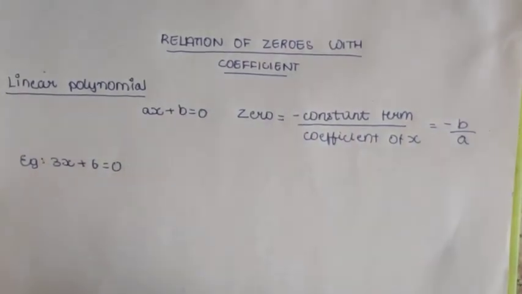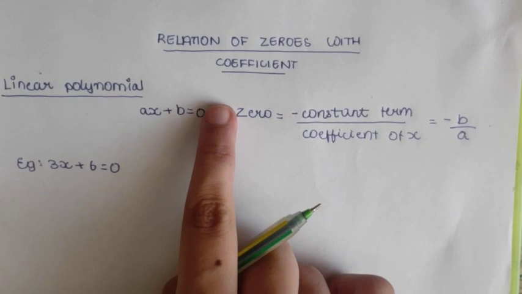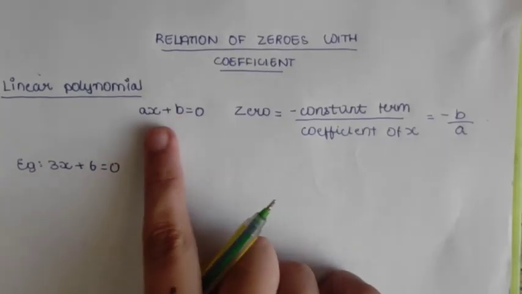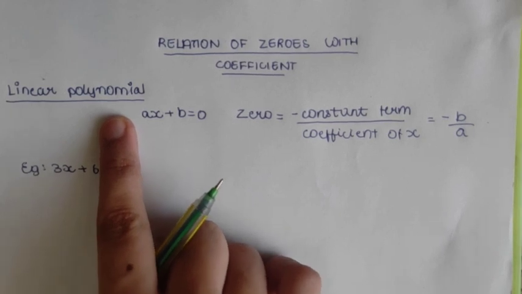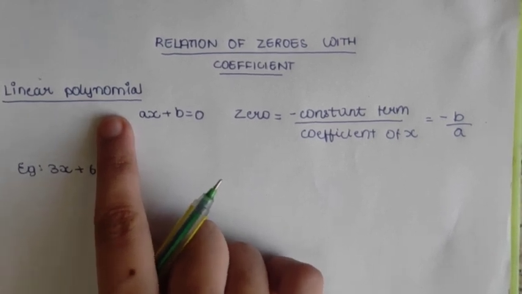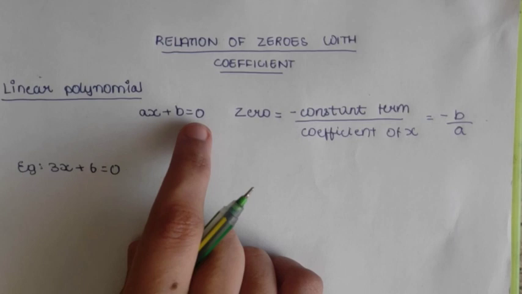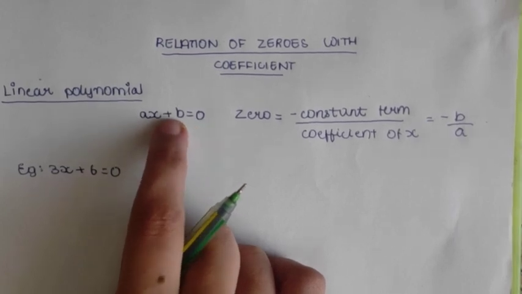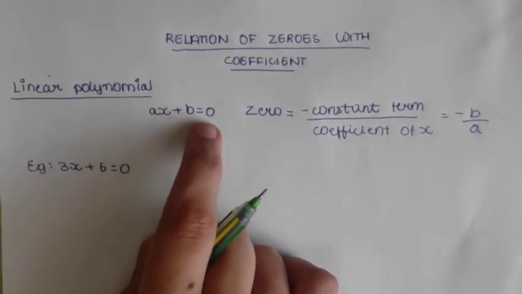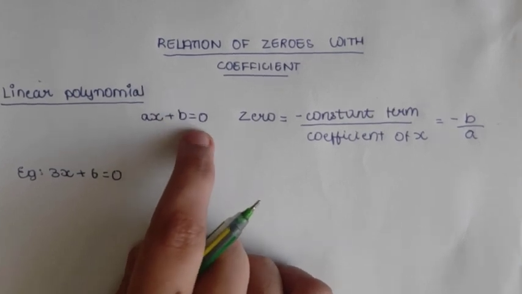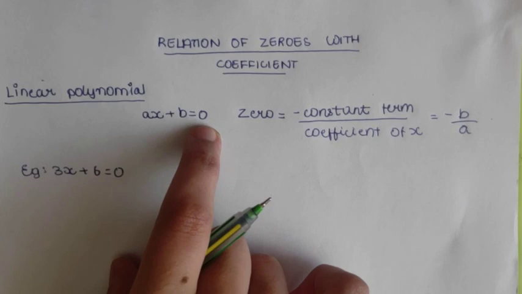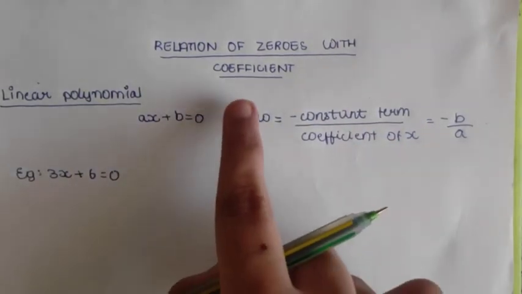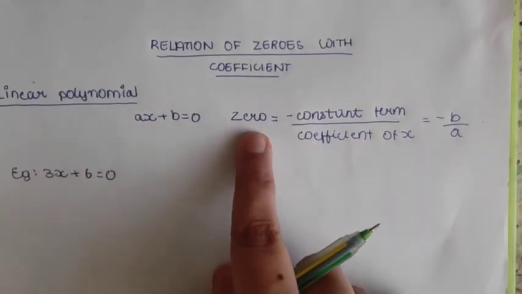What does this mean? What is the zero here that we are going to learn? Here we have the linear polynomial. The general form of a linear polynomial is ax plus b is equal to 0. Here b is a constant term. What is the zero we are going to get here?